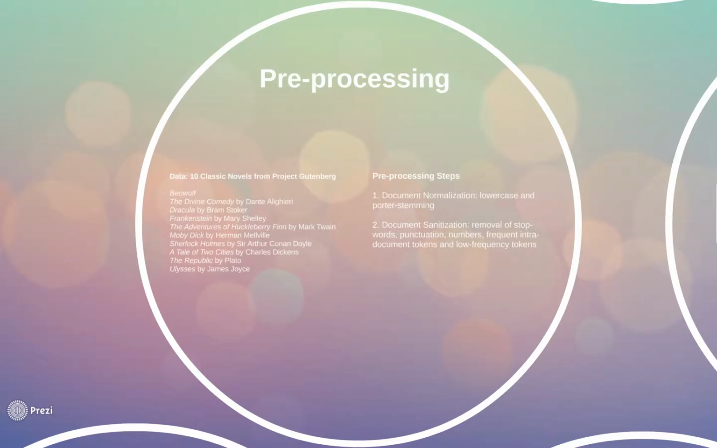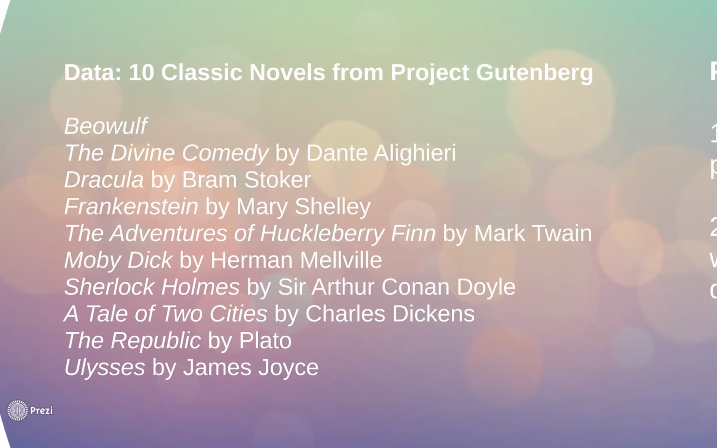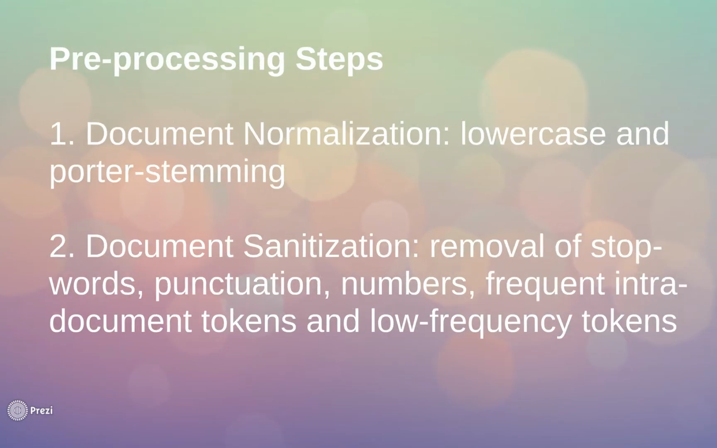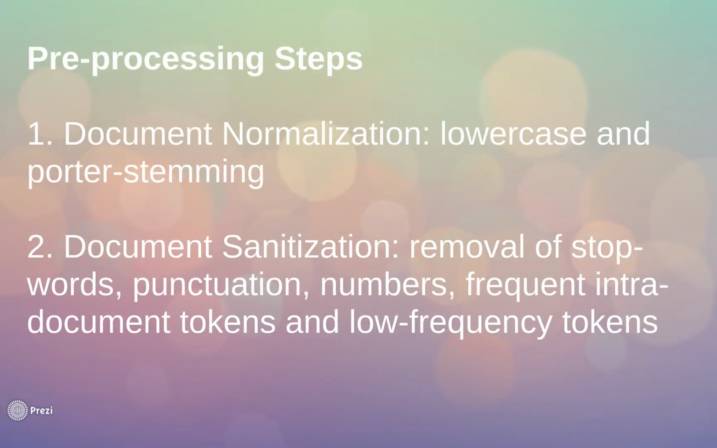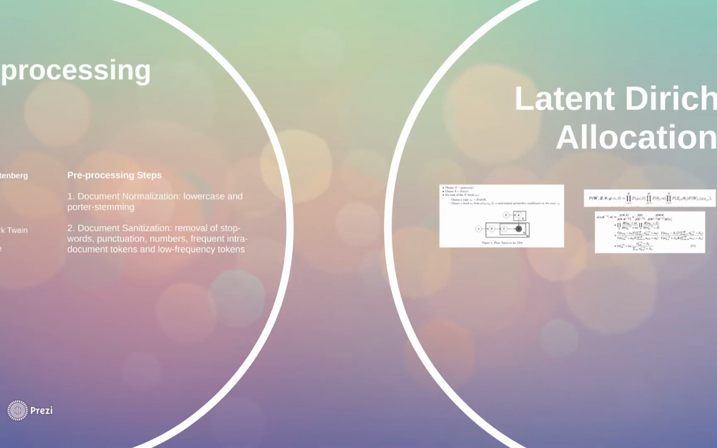So the first step, as always, is to collect the data, from which we use Project Gutenberg to source the full text of 10 classic novels. These novels include Beowulf, Divine Comedy, Dracula, etc. We then performed document normalization to ensure that we didn't have redundancy in our tokens, and cleaned up a bit, removing stop words, which are words like the and of, meaningless tokens. We also got rid of high frequency tokens that occur across all of the documents, which won't help us classify, and low frequency tokens.